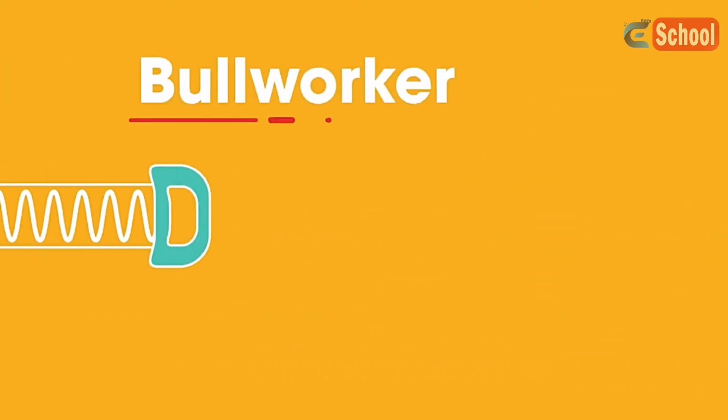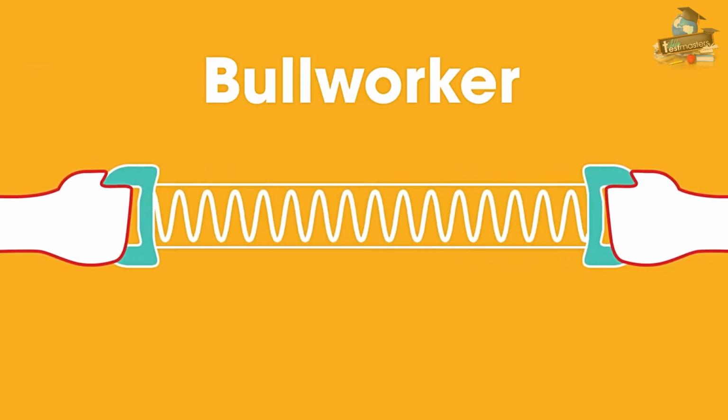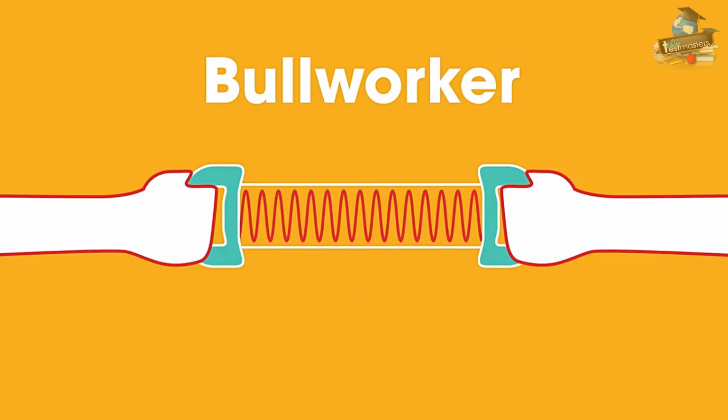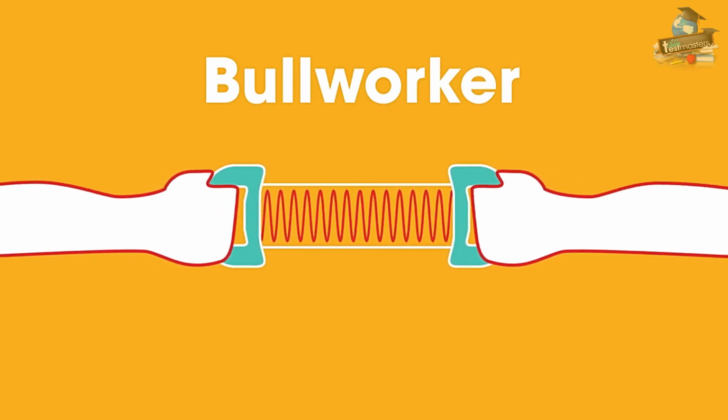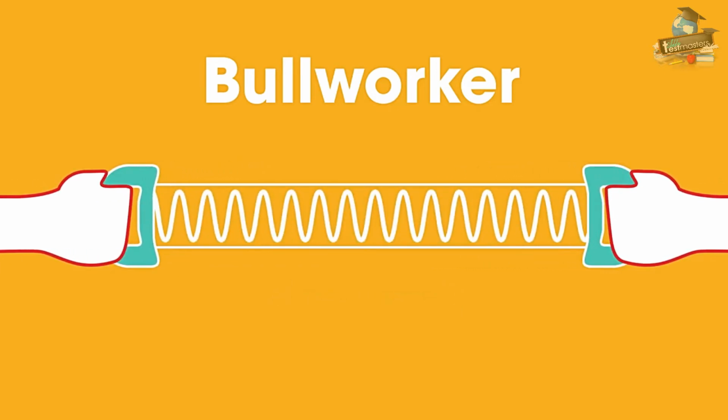This machine, called a bull worker, is used to exercise muscles. When the ends are pushed inwards, the spring inside is compressed. The bigger the force, the more the spring is compressed. If the force is gradually reduced, the spring expands until it regains its original shape. The spring is showing that it has elastic properties.